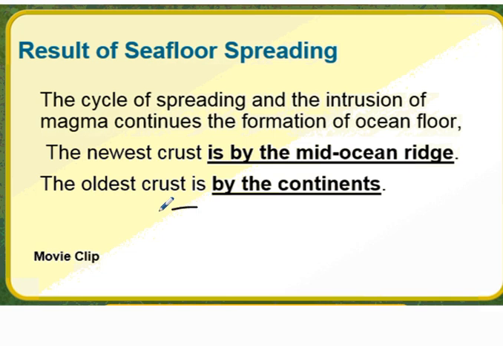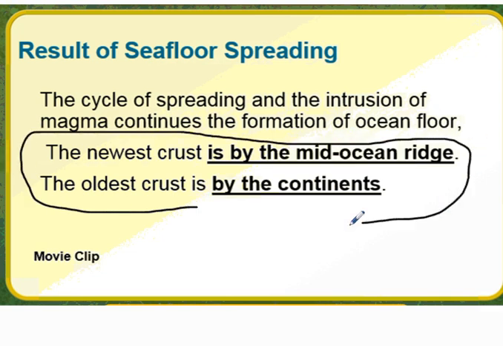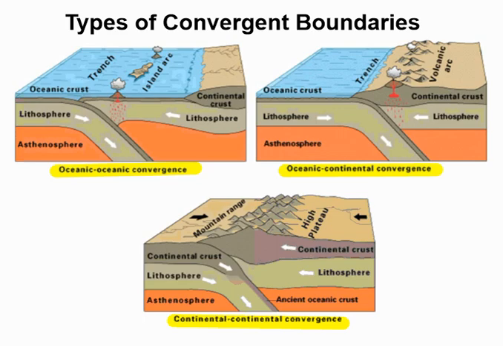So the result of seafloor spreading is the new crust is by mid-ocean ridges, and the older crust is closer to the continents. So new crust is by a ridge. That's where the baby crust is, sometimes what I call it. And the older crust is further away by the continents, kind of coming up on those trenches where it's going to get destroyed or recycled. So a quick review of these trenches, of where this material is being recycled, is convergent boundaries.